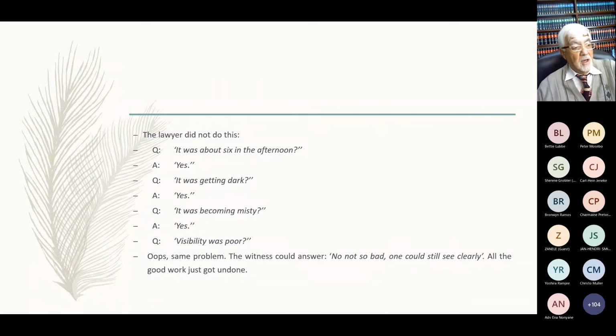It was about 6. Yes. It was dark. Yes. It was misty. Yes. Now that's where you stop. Now you can argue that visibility was poor. But if you ask the witness whether visibility was poor, No, it was not so bad. I could still see clearly. So what happened? They just destroyed your argument.